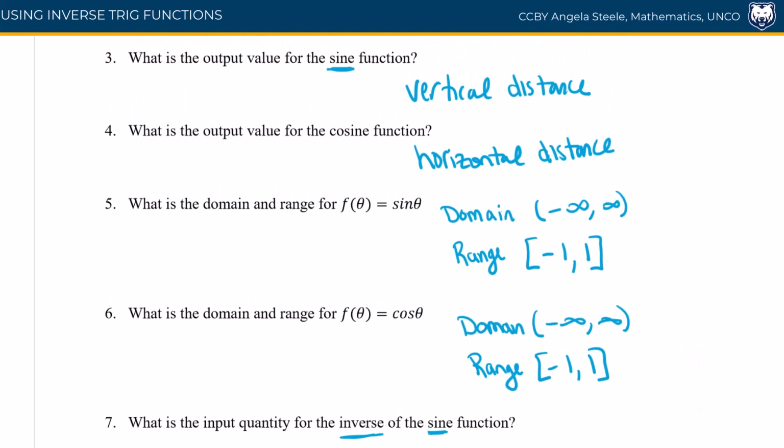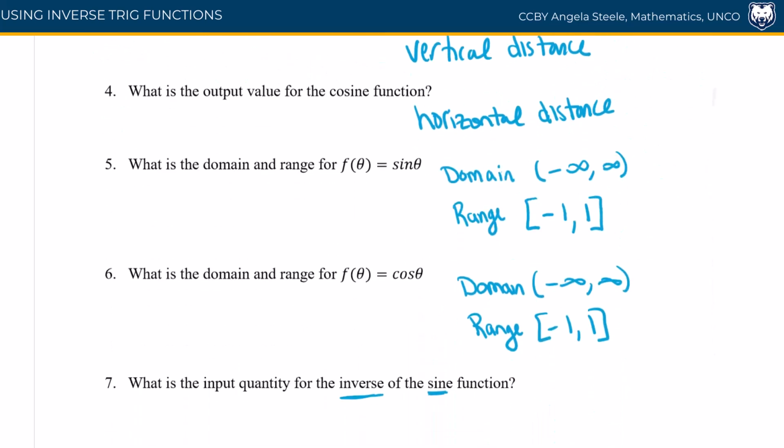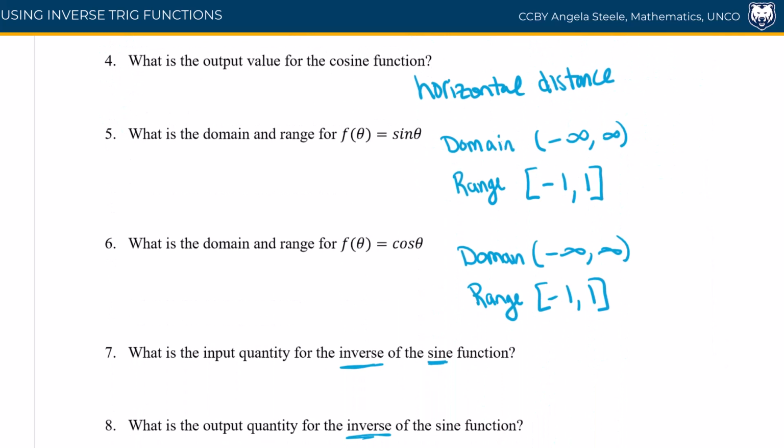Let's go up to our graph. The input on the original function was theta, the output was vertical distance. When we think about the inverse, the inputs and the outputs switch. So the vertical distance is now going to be the input, theta is going to be the output. The answer in part 8 is that the output is going to be our sine. So inputs and outputs switch on inverse functions.